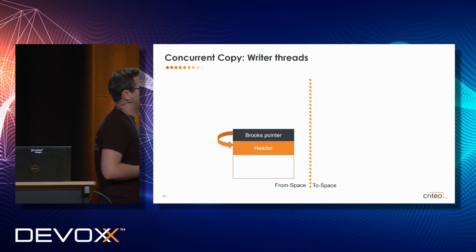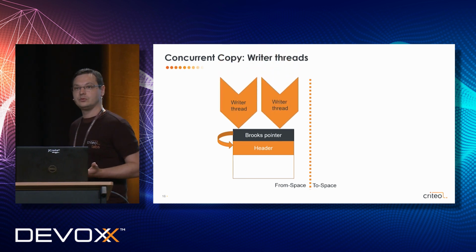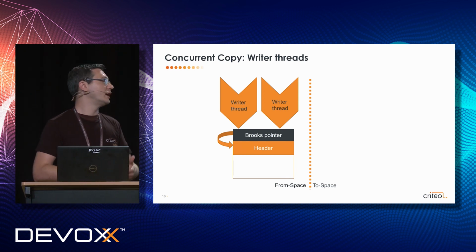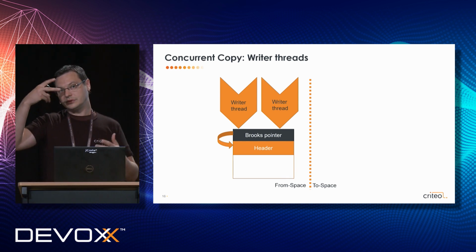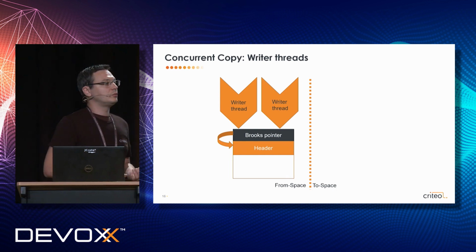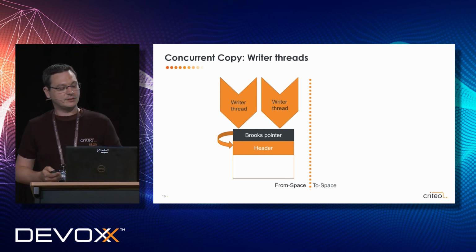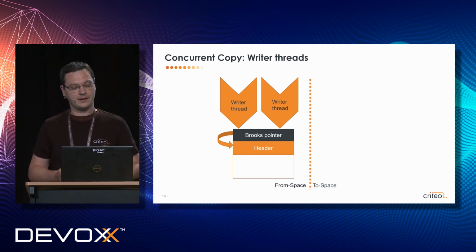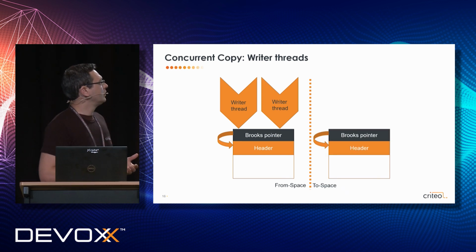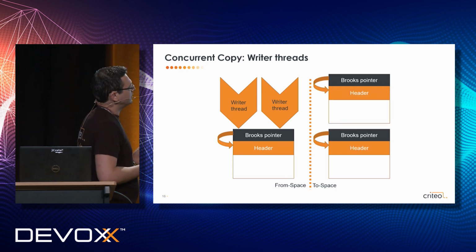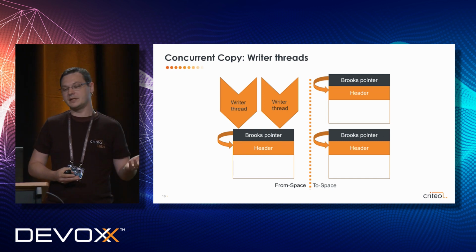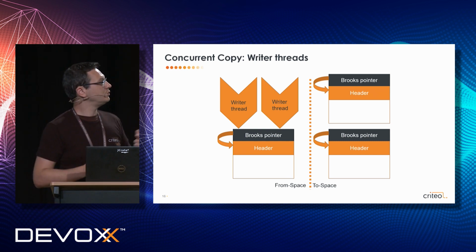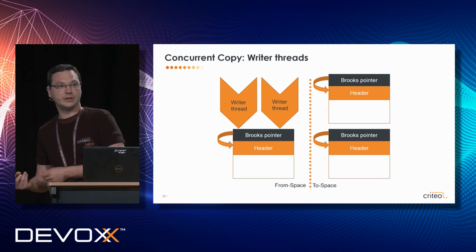Now the tricky part, writer threads. We have two concurrent writing application threads that want to write into this object. It could be two different fields, but still the invariant will be broken, because we are writing into an object that is in the from space. So at that moment, each of the writer threads needs to evacuate this object into the to space. Each of them will copy the object to two different locations. So each thread will copy the object.